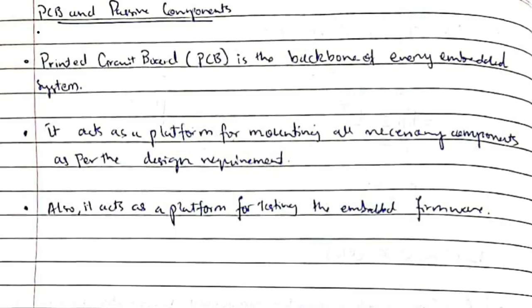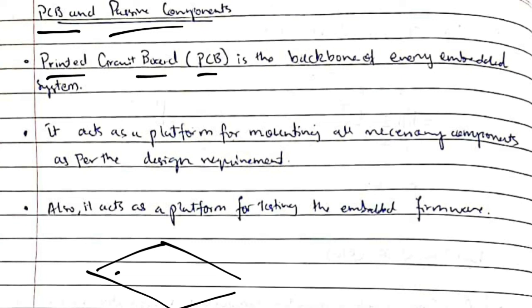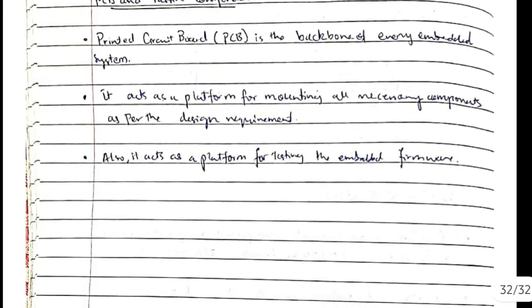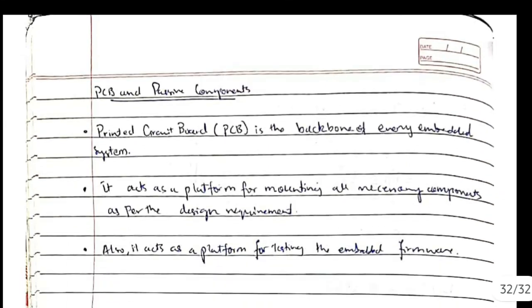Lastly, let's discuss the board on which all these devices we just discussed are kept. That is known as the printed circuit board. It is an architecture, meaning what device should be placed where and how it should be connected, and so on. This is the main base for the microchips and microcontrollers. It also acts as a platform for testing the embedded firmware. So these are the necessary components which we need to know in this module regarding embedded systems.